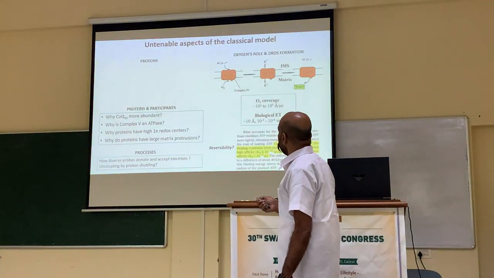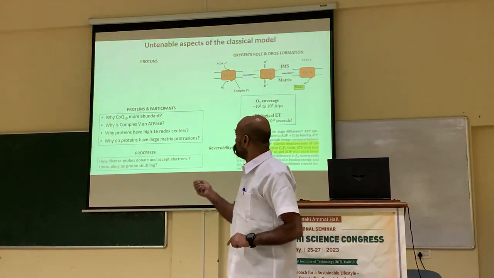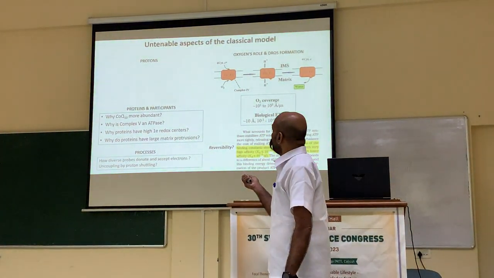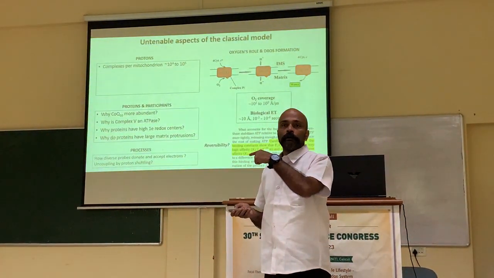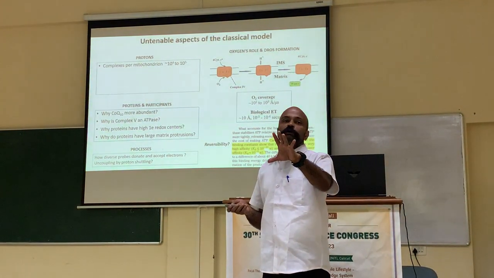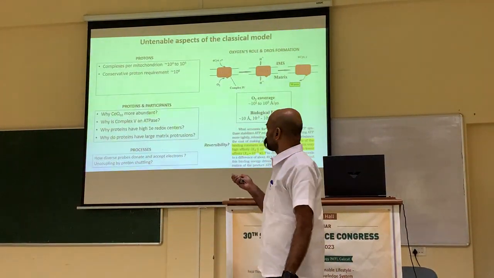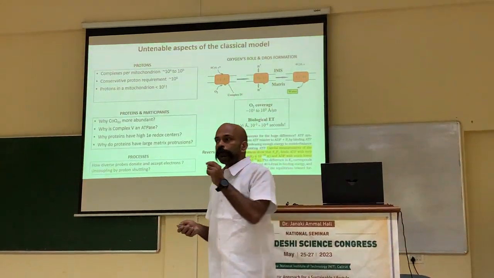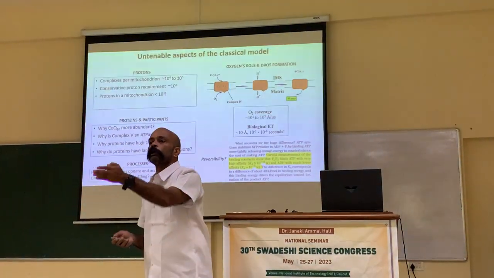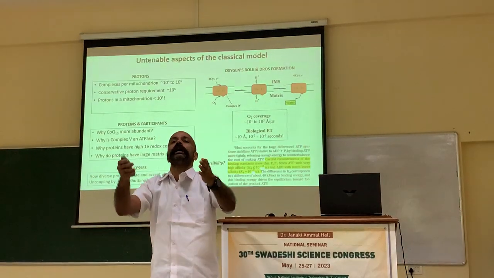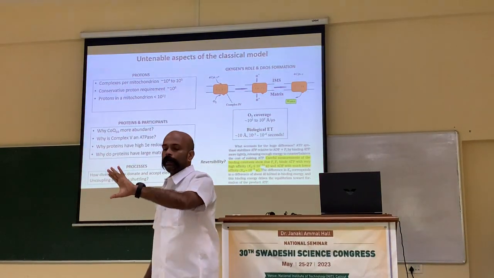Now, the most important question that anybody could have asked before I did is this. Protons are supposed to be pumped. Now, complexes per mitochondria, 10 to the power 5, approximately 10,000 to a lakh. Now, the conservative proton requirement would be 10 to the power 6 in mitochondria. If you take the volume of mitochondria, the hydrogen ion concentration, and Avogadro's number, and multiply them, you see a simple thing: protons are finger countable in mitochondria. That is, mitochondria is practically a protein.